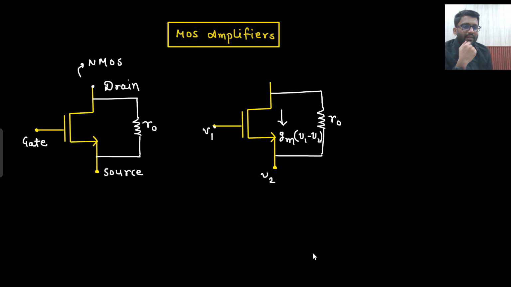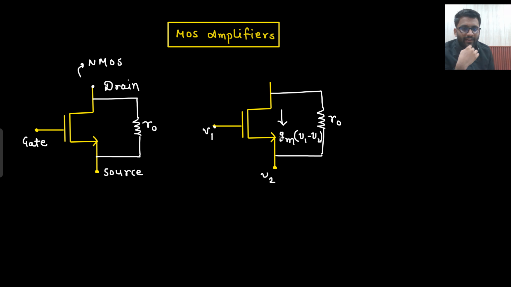How am I writing down the current? In which direction am I writing down the current? I am going from V1 to V2. I am writing down the current in downward direction. So what current will I write? Gm into, I am writing in the downward direction, that means I am going from V1 to V2. So Gm into V1 minus V2. That current I am writing down. And R naught is also present.